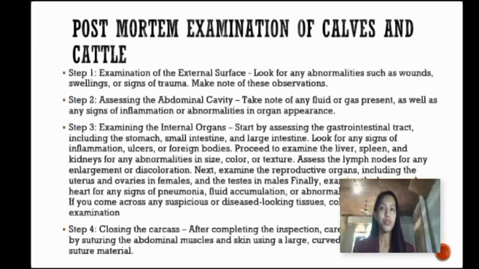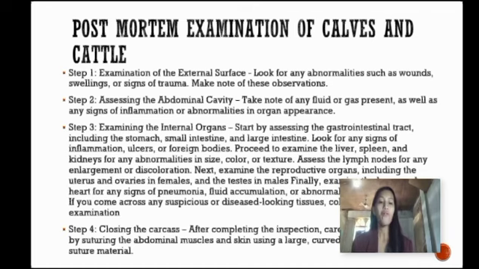Step number 2, examination of the external surface. Start by examining the outside surface of the carcass and look for abnormalities such as sores, swelling, or signs of injury. Take note of these observations. Step number 3, opening the carcass. In doing this process, we should wear gloves and use a sharp knife to cut the abdomen. Take note to be careful not to puncture any organs during this process.